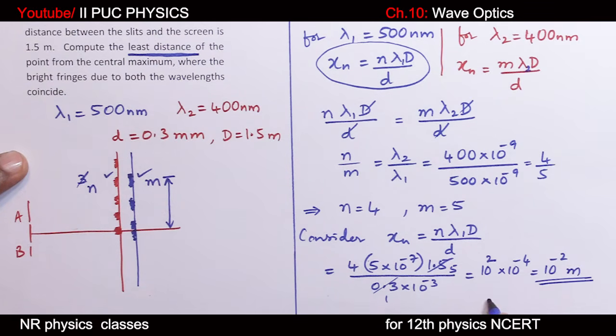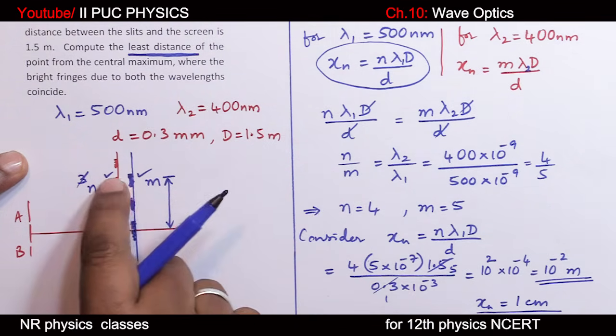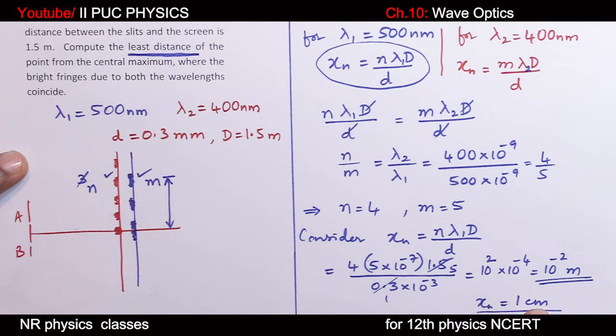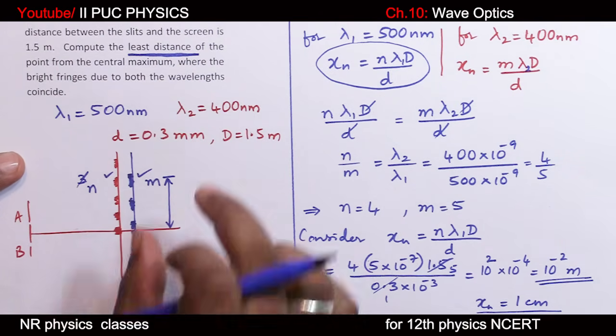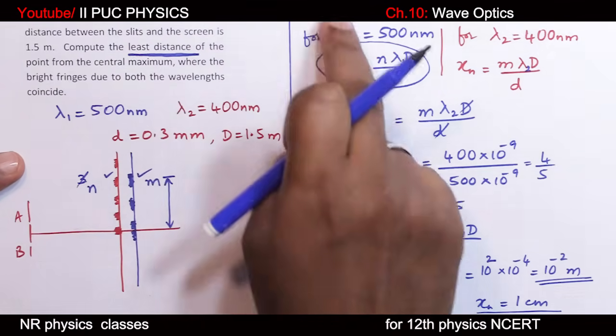So Xn equal to 1 centimeter. So at a distance 1 centimeter, bright fringes of those two patterns overlap. Okay. Students, go through the problem, go through this explanation and solve this.